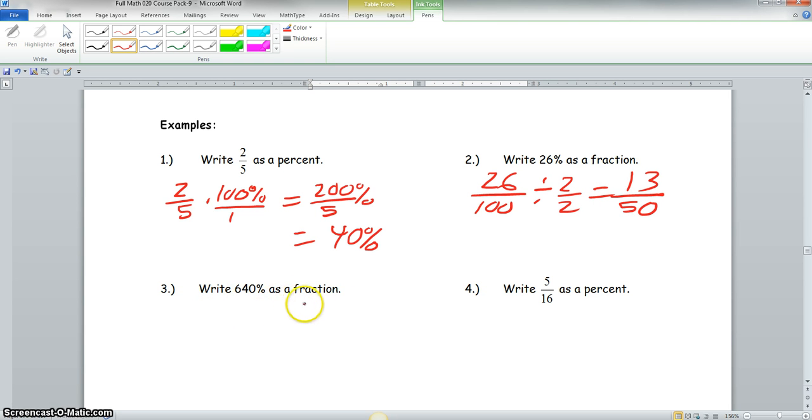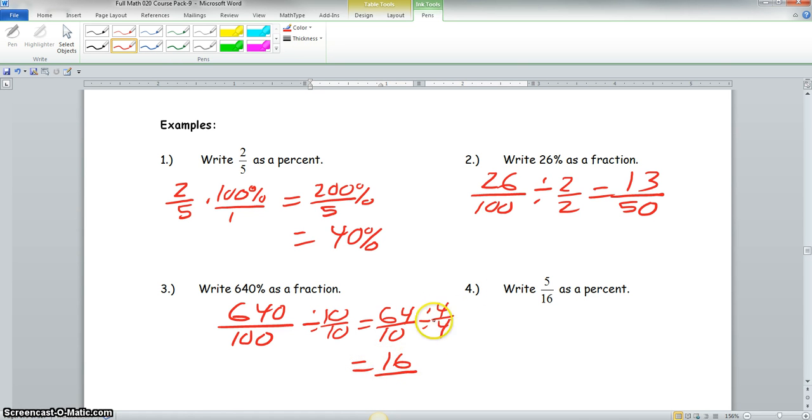Now it says write 640% as a fraction. So it'd be 640 all over 100. Now if you look here, we could divide both of these by 10. And that'll give you 64 over 10. Now, with 64 and 10, we know that they both have 4 in common. So we divide both by 4, and this will give us 16. Oh, actually, no. That was a mistake. They both have 2 in common. 64 divided by 2 will actually give you 32, and 10 divided by 2 is 5. So your final answer is 32 over 5.